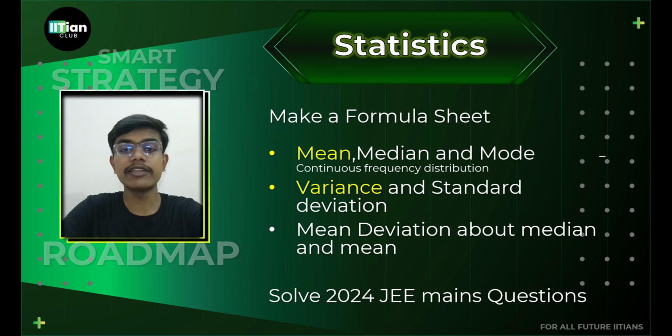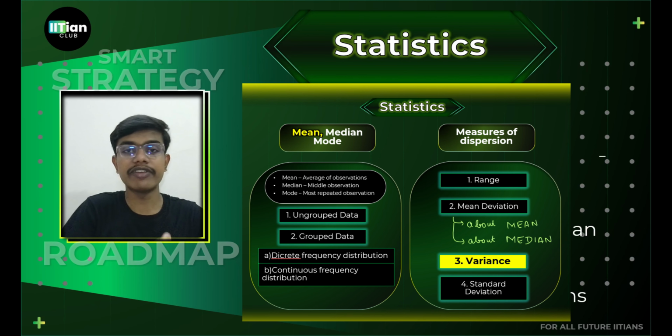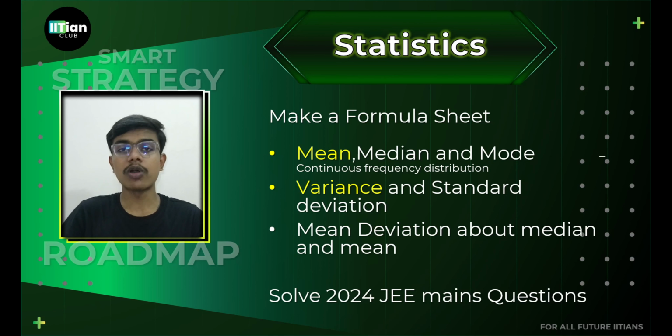And you must make a formula sheet for this chapter. You have to divide your sheet into two. On one side you can write every formula of mean, median, and mode, and on the next side you write the formulas of variance, standard deviation, mean deviation about mean and median, all these things. If you solve all the 2024 January questions and learn the concept behind them, you can easily crack this chapter. So, what are you waiting for? Just go and crack it.